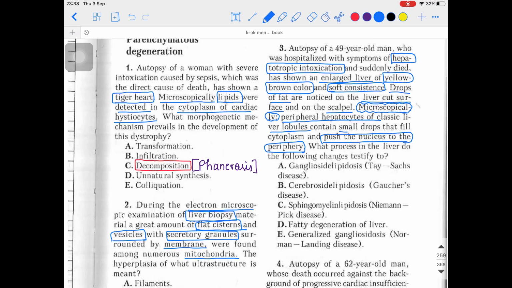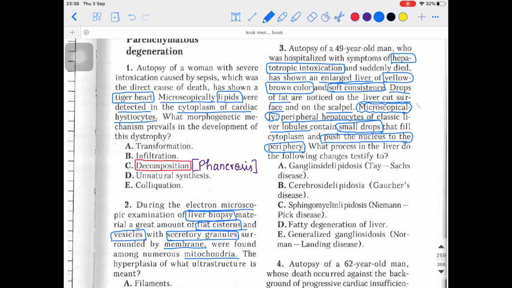Okay, the small drops that are filling the cytoplasm are pushing the nucleus to the periphery. What does that mean, or what are they talking about? They are actually talking about fatty degeneration. These are the small drops. What drops are these? These are the fatty drops. So, fatty degeneration of the liver, what do you know about that?